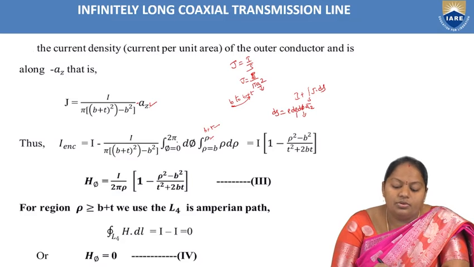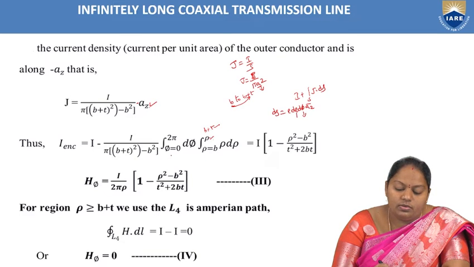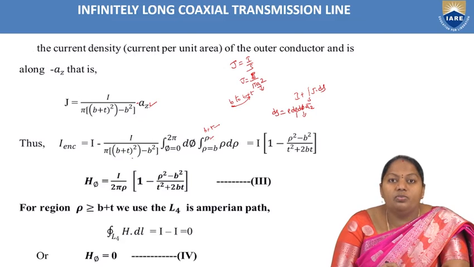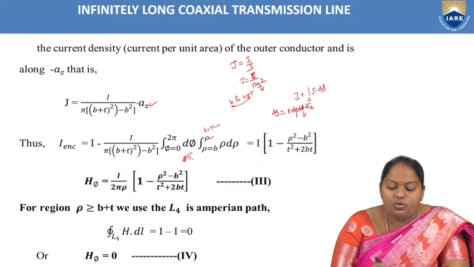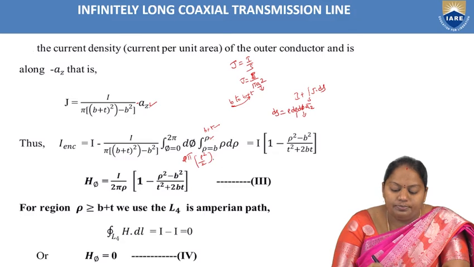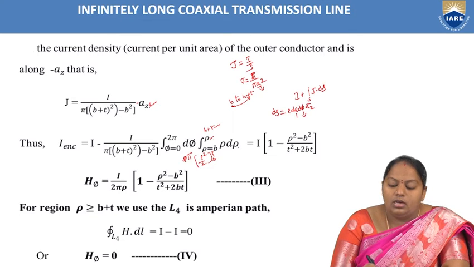So phi from 0 to 2 pi d phi, then rho from b to rho, rho d rho. Now, if we substitute here to simplify this equation, then I minus I by pi into b plus t whole square minus b square. For the phi component, if we substitute limits 0 to 2 pi, it will be 2 pi. Then this is rho square by 2, and the limits are b to rho. So we evaluate rho square by 2 with limits b to rho.